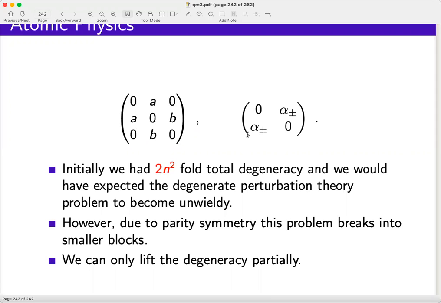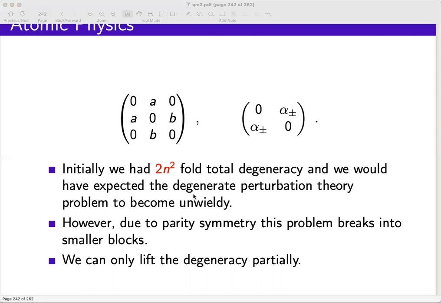Instead of working with 5 states of L equals 2, plus 3 states of L equals 1, plus 1 state of L equals 0, with of course 2 values of spin states, we would have had some 18 by 18 matrix to be solved. But that's not how it actually works out. It simplifies quite a lot for various reasons.